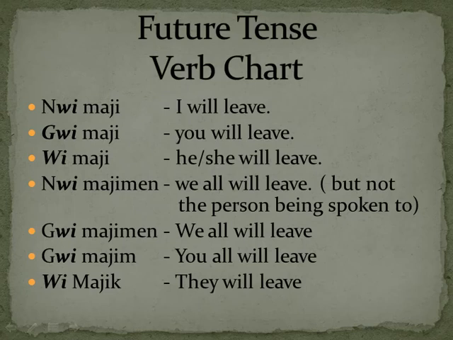Again, it's with the we is future, so nui maji, I will leave. Gui maji, you will leave. We maji, he or she will leave. Nui majiman, we but not you will leave. Gui majiman, we all will leave. Gui majim, you all will leave. We majik, they will leave.